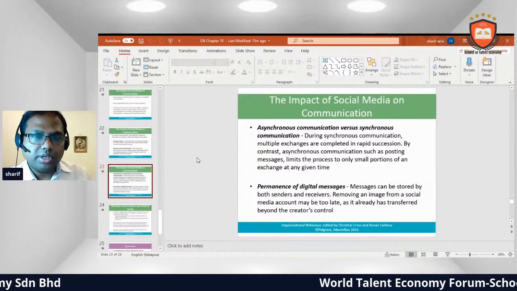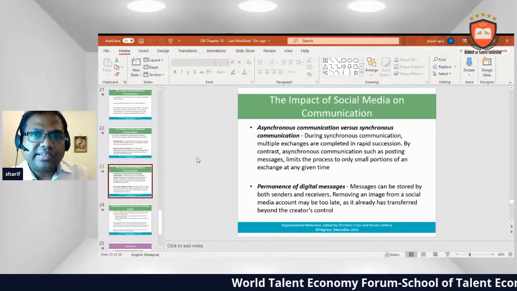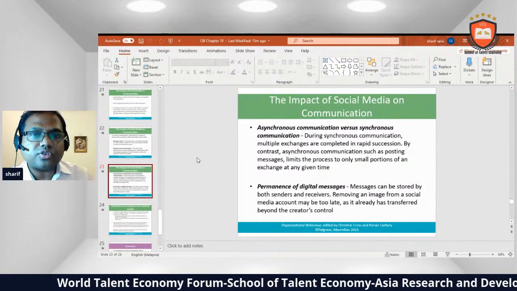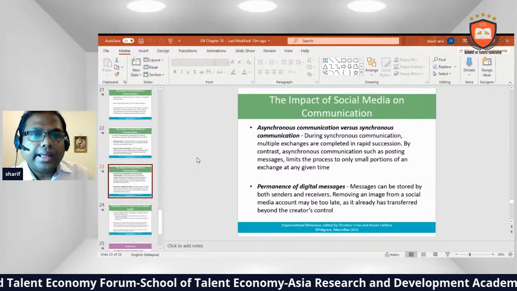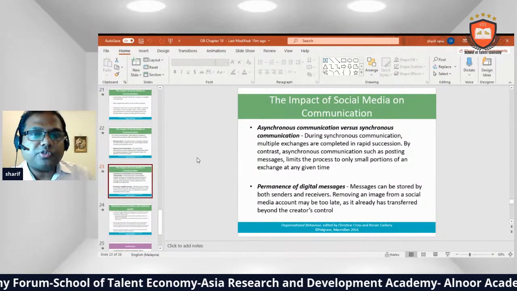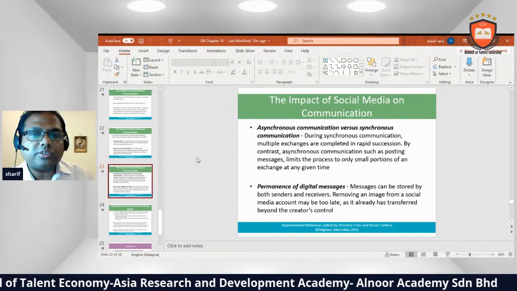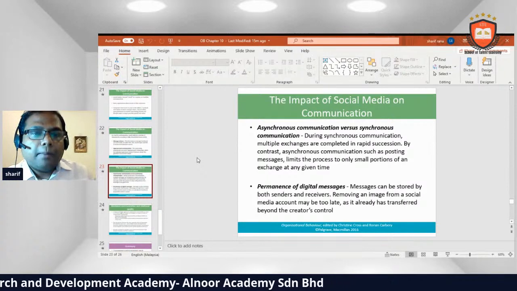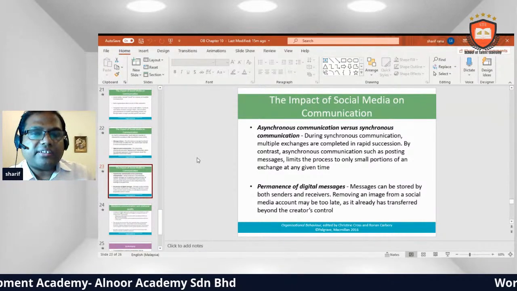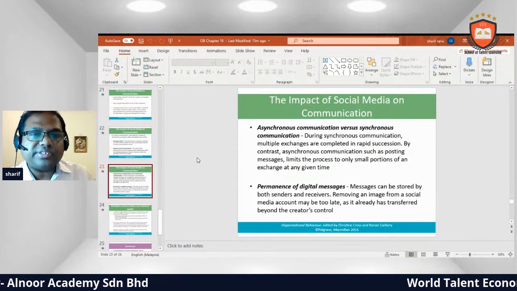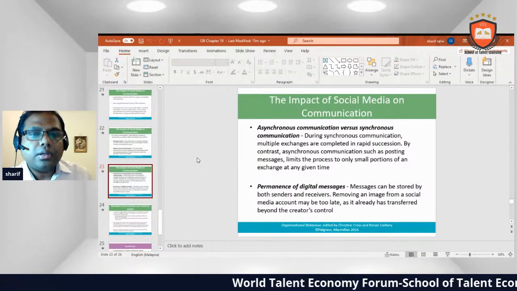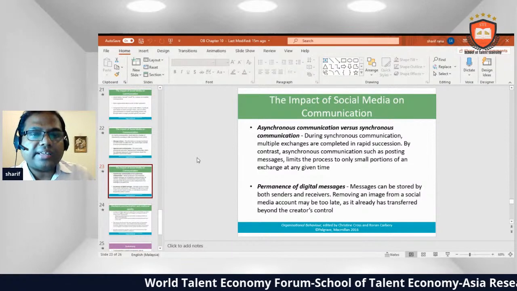Impact of social media on communication. During synchronous communication, multiple exchanges are completed in rapid succession. By contrast, communication such as posting messages limits the process to only small portions of an exchange at any given time. Permanence of digital messages: messages can be shared by both senders and receivers. Removing an image from a social media account may be too late, as it has already been transferred beyond the creator's control.